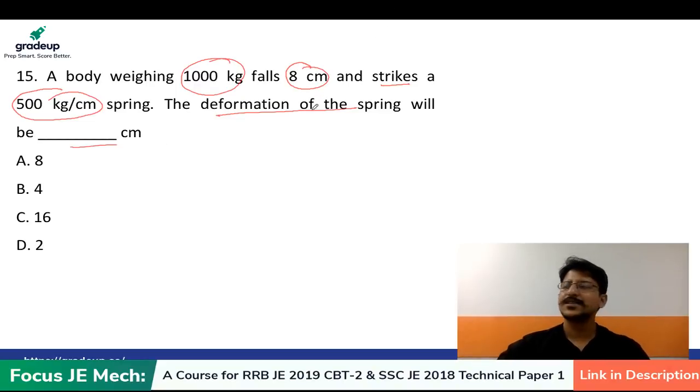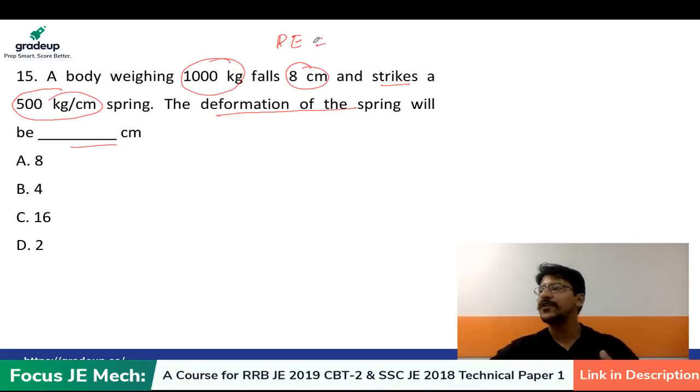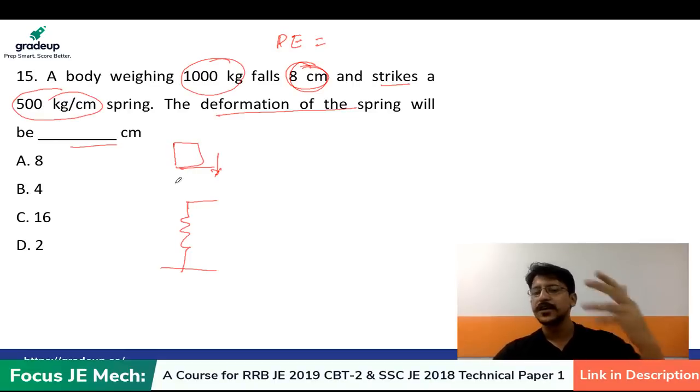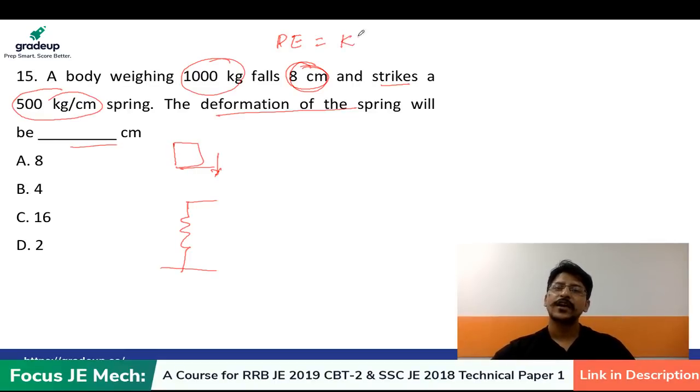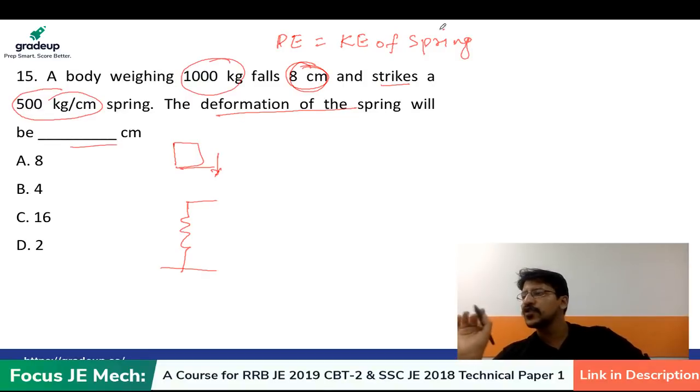Simple thing is that there is a spring on which your body is falling. So the falling body will have its potential energy, and that will be equated. That will be potential energy, not kinetic energy. Why potential energy? Because there is some spring that is placed. Let us say that this is a sort of a spring and the body is falling from some height. It is falling 8 centimeter. So this is the height at which the body is falling. So your falling body will have its potential energy, and that will be equal to your kinetic energy of spring. You don't have to consider the kinetic energy of the falling body. You just have to consider the kinetic energy of the spring.